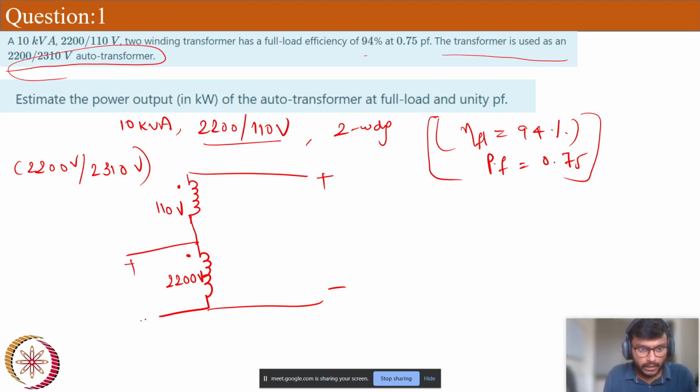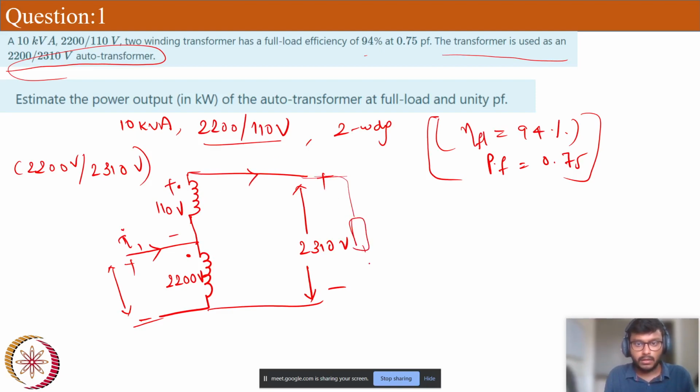Now if I am giving supply here, I know the polarity and I know how much is induced, and now I am taking 2310 volts. Now this is I1. Let's say I have connected a load. This is I2, and the same current will come back I1, and there is I3. Now we have put the information in terms of a picture.